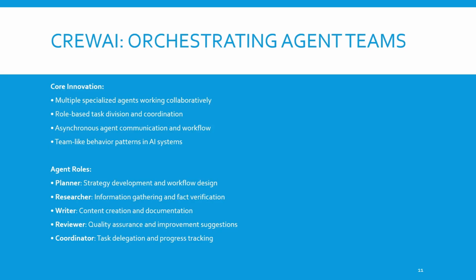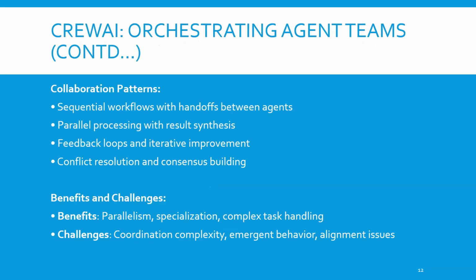These agents can work asynchronously and pass results between each other to build on each other's contributions, just like real world teams would operate. These approaches enable parallelism in task execution, allow for deeper specialization in agent capabilities, and can also be used to handle complex objectives that would overwhelm a single agent. However, multi-agent systems also introduce newer challenges around coordination, ensuring agents remain aligned with the overall objectives, and managing the emergent behaviors that arise from the agent interactions.